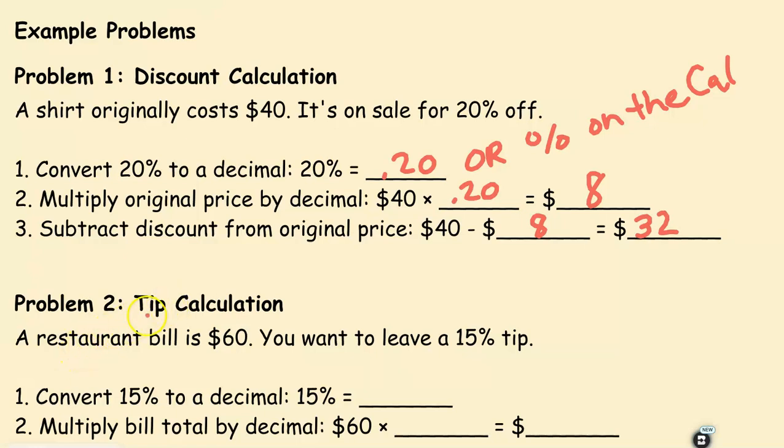Problem 2, tip calculation. A restaurant bill is $60. You want to leave a 15% tip. Convert 15% to a decimal. Multiply it by 60, and you get 9. That's the tip you will want to leave.